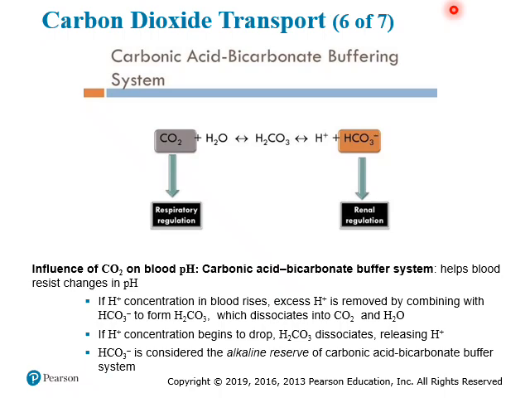Conversely, if the hydrogen ion concentration increases, lowering the pH, the bicarbonate reacts to form carbonic acid, shifting the equilibrium to the left.